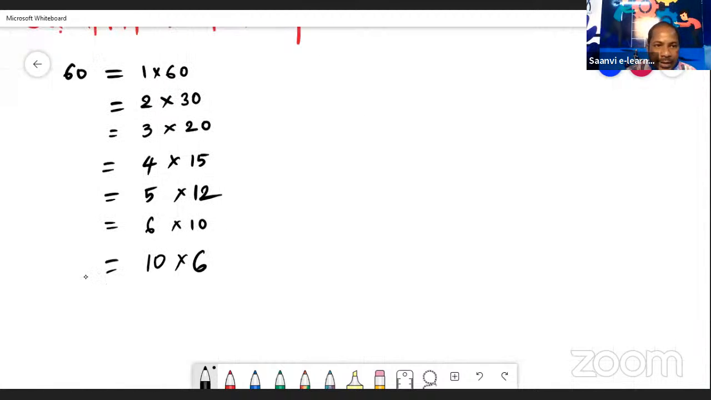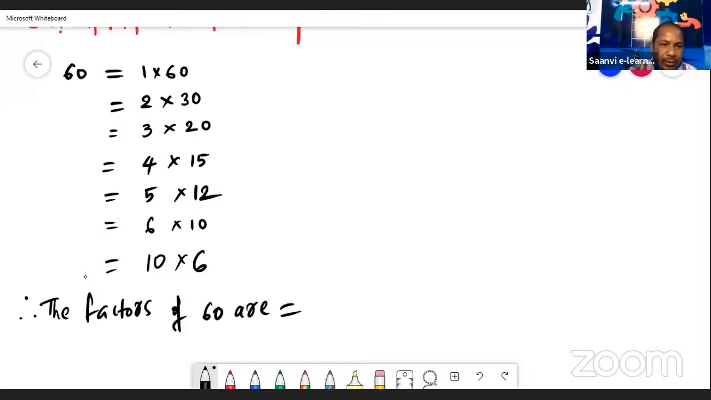Now we can easily write the factors of 60. Therefore, the factors of 60 are: first of all, write the left side numbers. Write the left side numbers from up to down.